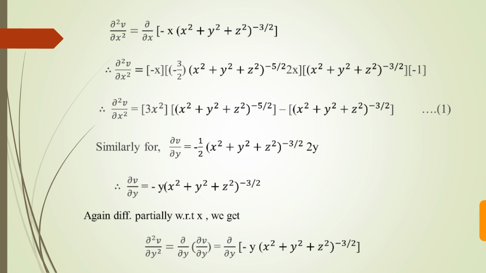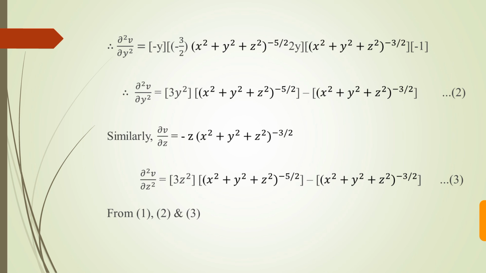This term again differentiate partially with respect to y, that will become ∂²v/∂y² is equal to, according to again the product rule of derivative, 3y² into (x² + y² + z²)^(-5/2) minus (x² + y² + z²)^(-3/2). I call this equation number second. Similarly, we can find ∂v/∂z and ∂²v/∂z².